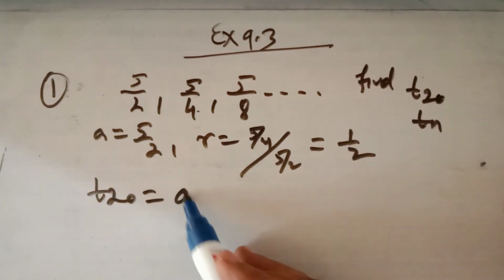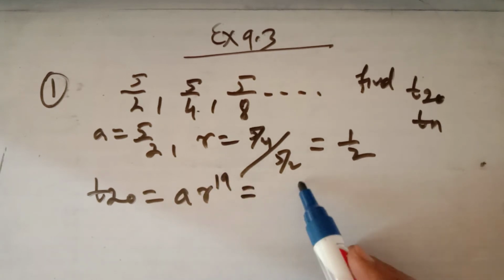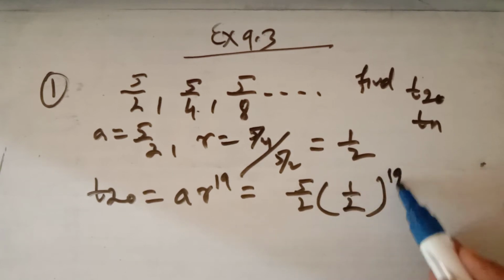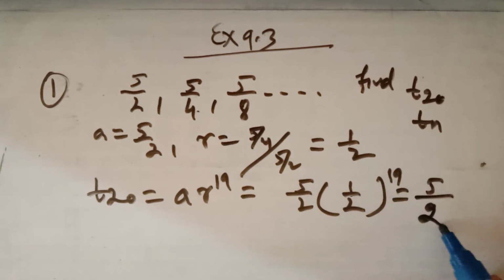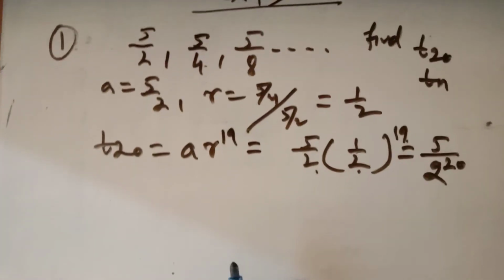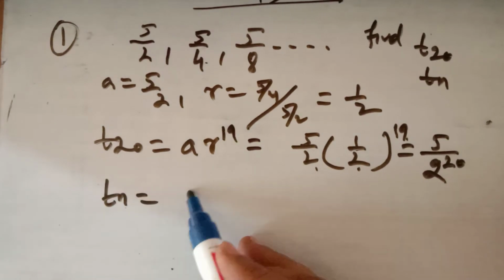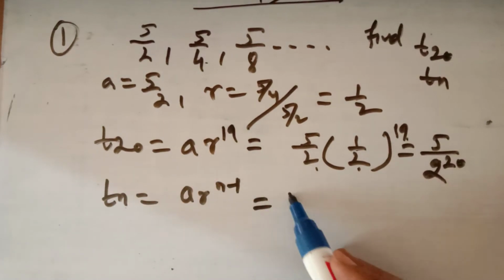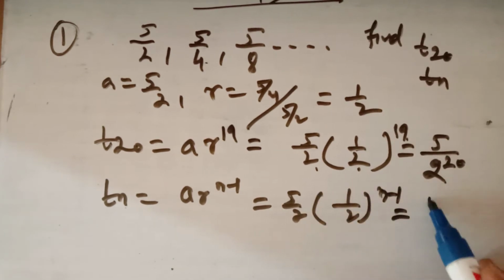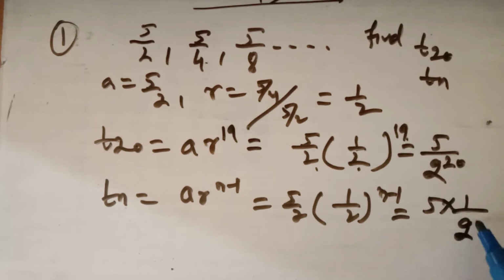20th term will be a r raised to power 19. Now what is a? It is 5 by 2. What is r? It is 1 upon 2 raised to power 19. So 5 upon 2 into 1 upon 2 raised to power 19, which is 5 upon 2 raised to power 20. Similarly, the nth term is a r raised to power n minus 1. a is 5 upon 2, r is 1 upon 2 raised to power n minus 1. So 5 into 1 upon 2 to the power n minus 1 and 2, it will be 5 upon 2 raised to power n. So this is the question number 1 of your NCERT book.